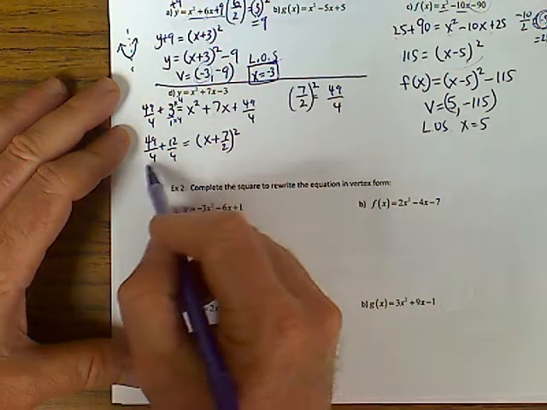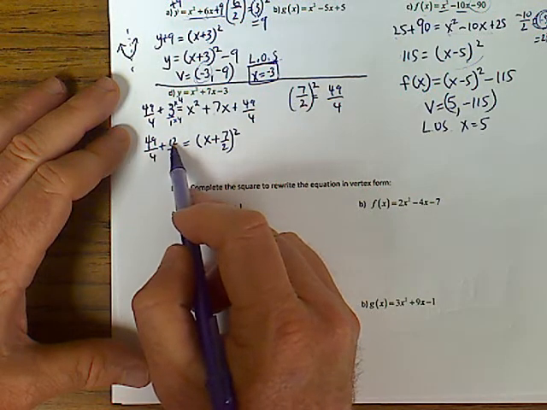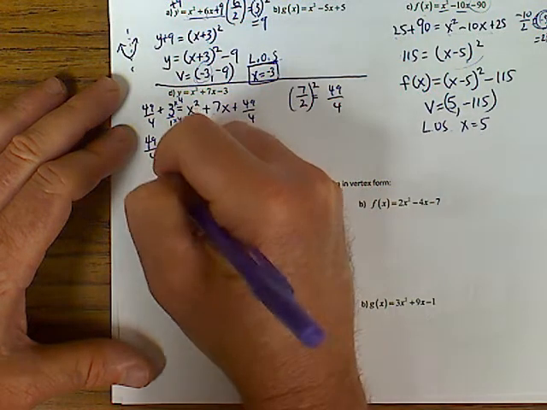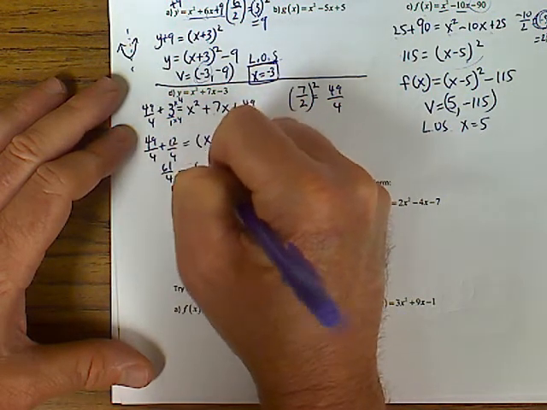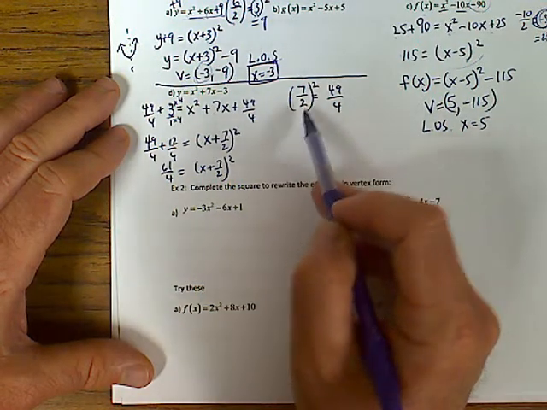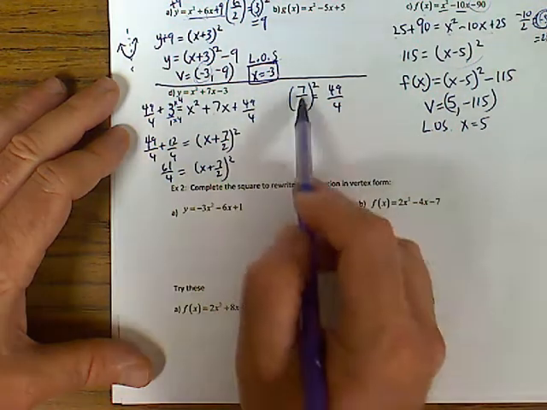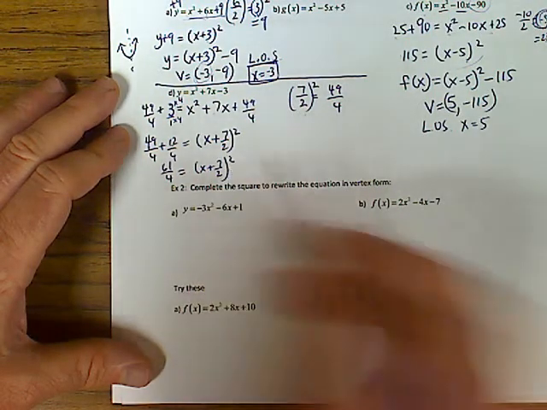Okay, so now let's combine like terms, and we're going to have 49 plus 12. That's going to be 61 over 4 equals x plus 7 over 2 squared. Some of you are still wondering, where did that 7 over 2 come from? Remember, it's the number before I square it. That's what goes in here. It was 7 over 2 before I squared. Subtract the 61 over 4 over, and you're going to have it.